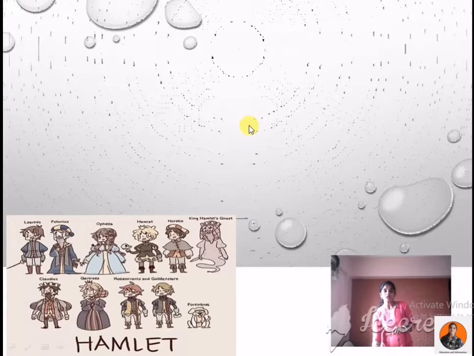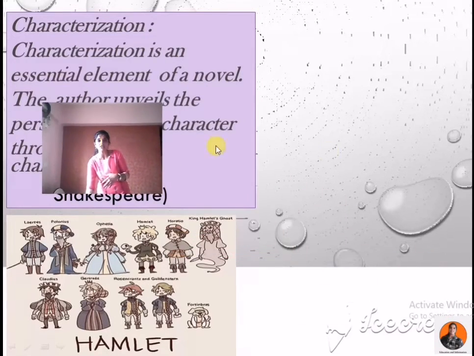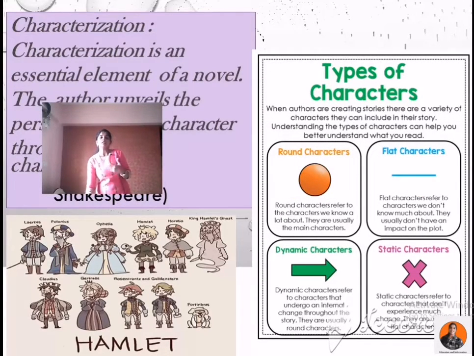Yes, the next element of the novel, which is very important, is character and characterization. Characterization is an essential element of a novel. The author unveils the personality of a character through characterization. Here, as in Hamlet by Shakespeare, there are various types of characters, and characterization is an art. Whatever the writer, novelist, is writing, he is depicting characters in such a way that the character will unveil.